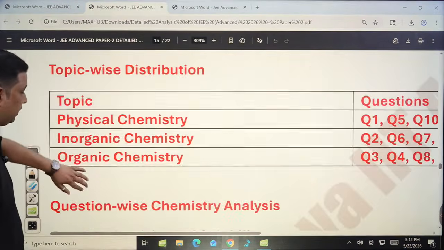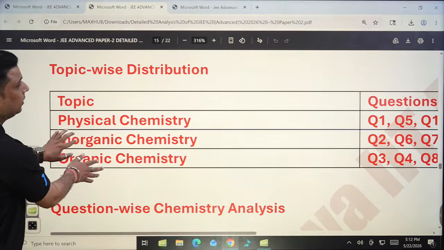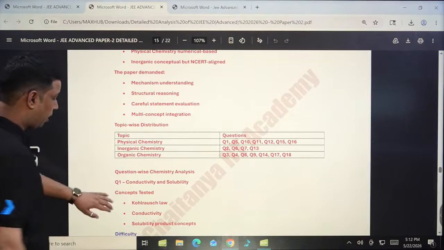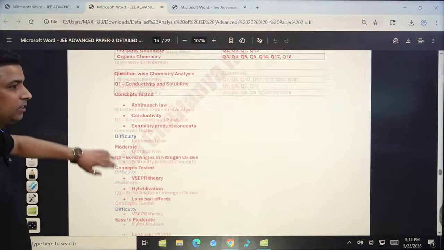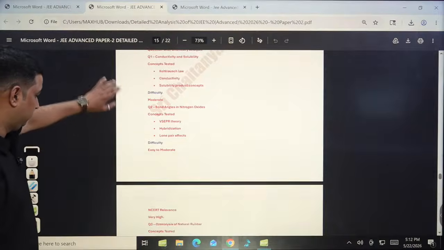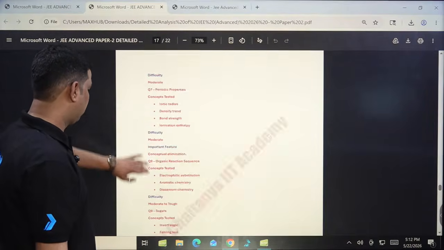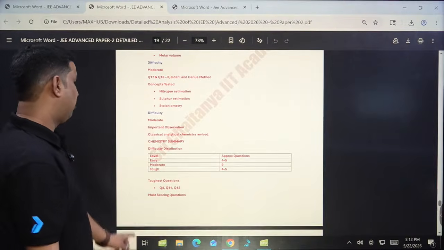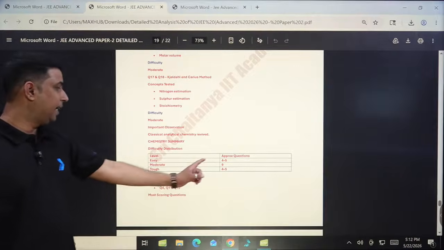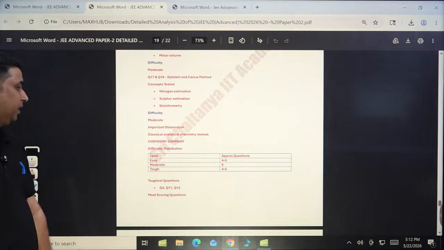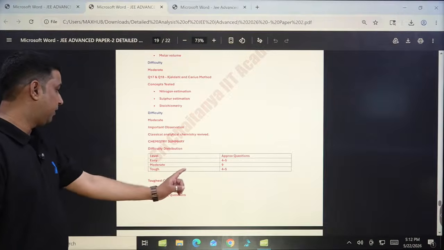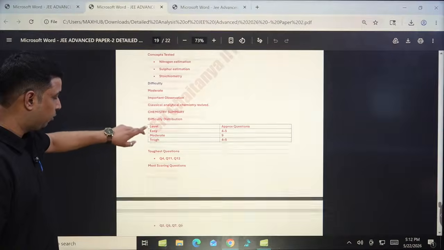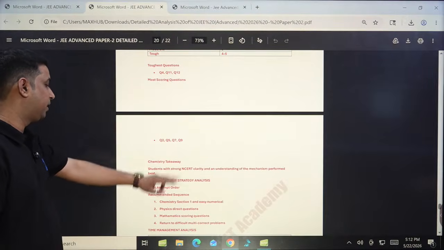If I talk about the difficulty level, we will discuss it, because students are, I think, curious to know how many questions were doable and how many questions were on the tougher side. So if I talk about the final verdict, 4 to 5 questions were easy, 9 questions were on the moderate side, and 4 to 5 were toughest. The toughest questions were question numbers 4, 11 and 12. And the most scoring questions were question numbers 2, 5, 7 and 9.